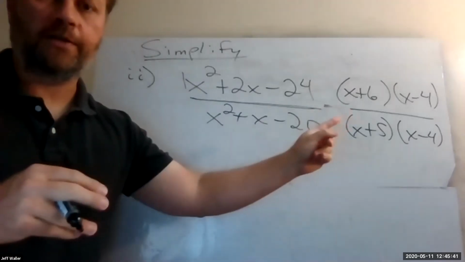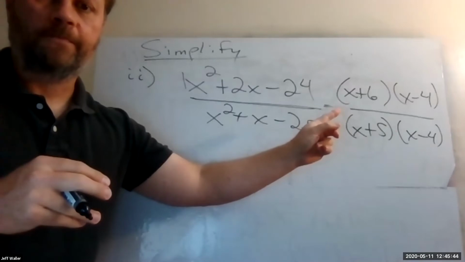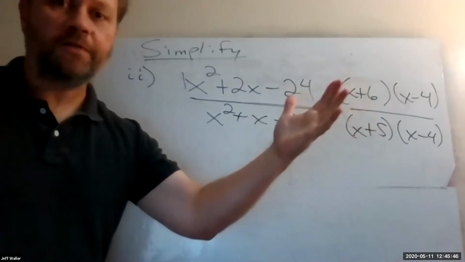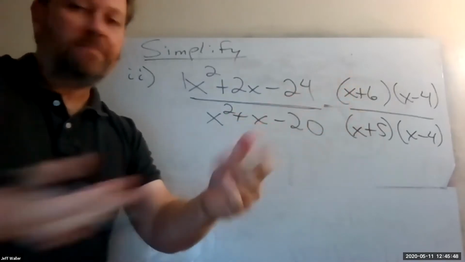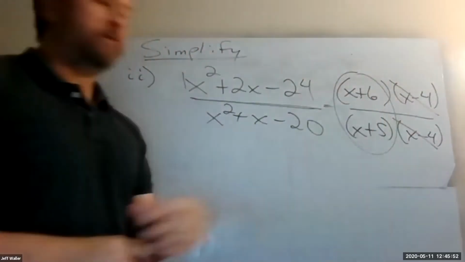And then of course, what can I do? Cross out x minus 4. x minus 4 on top and bottom. It's the same number on the top and bottom, so I can kill them. Die, die. So then the answer is that.